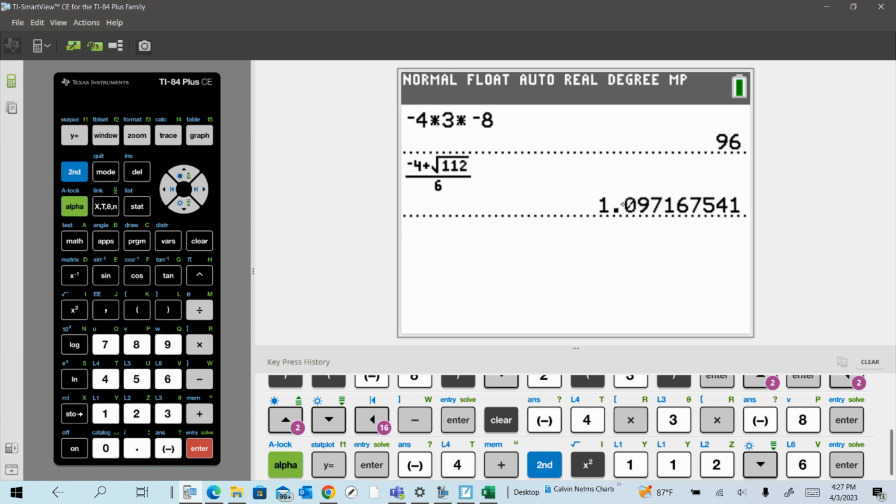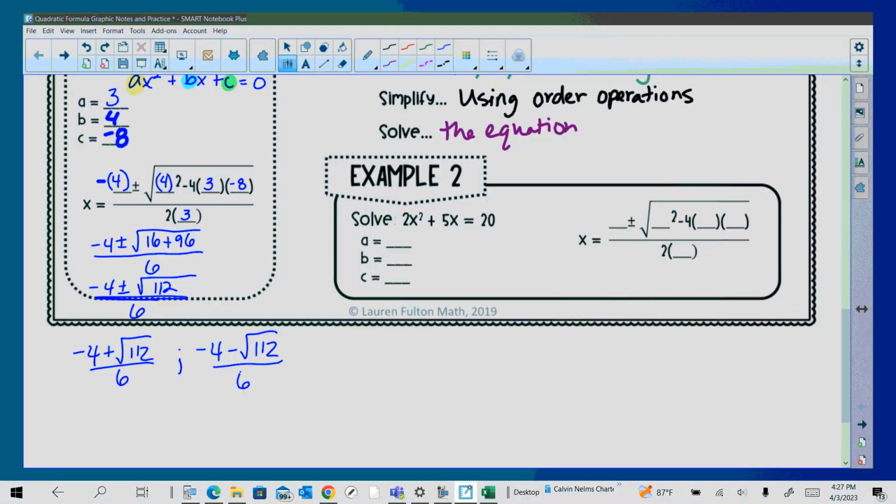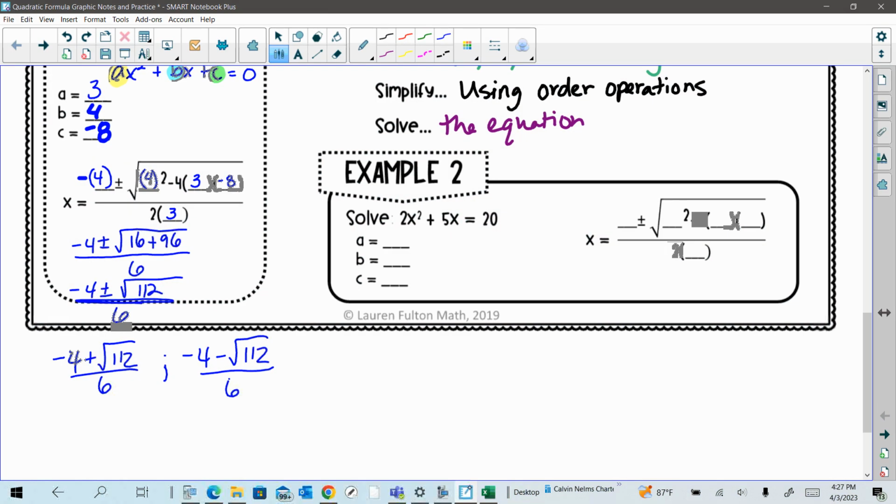Now we're going to round this answer to the nearest tenth. That means one decimal place. So I look at that one decimal place, which is a 0. Then I look to the right of that, there's a 9. So this is going to round to 1.1. So our x equals 1.1, okay? Then I'm going to do the same thing with subtraction, because we have to do plus and minus.